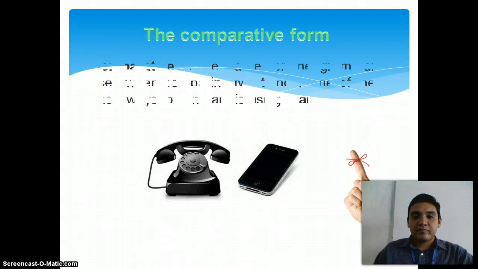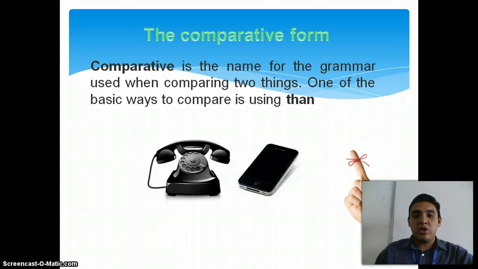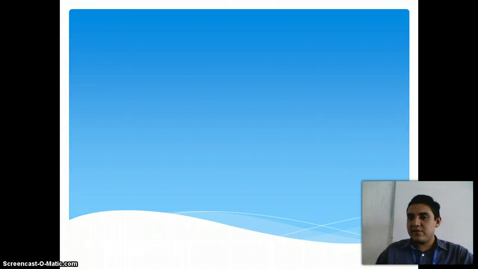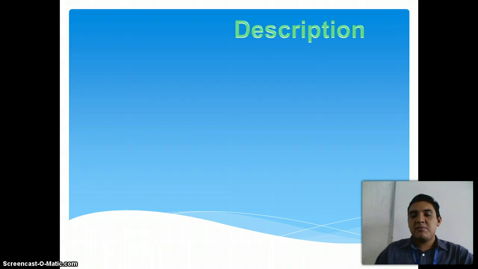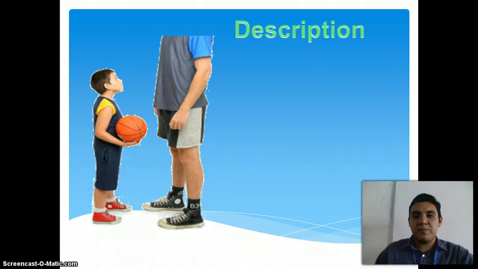The comparative form is a name for the grammar used when comparing two things. One of the basic ways to compare is using than. So this is a way that you have already seen before. So let's make a review of this topic. Let's make a description in order to make then a comparison. We have two men here, a little boy which is Jimmy and a man which is Tom. Let's describe them. Jimmy is small and Tom is tall.